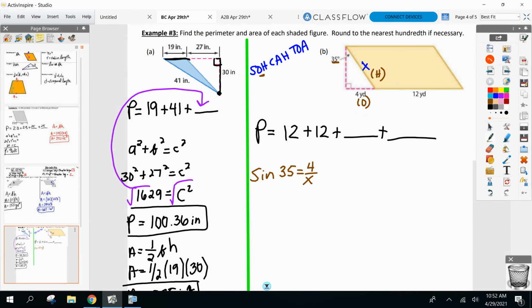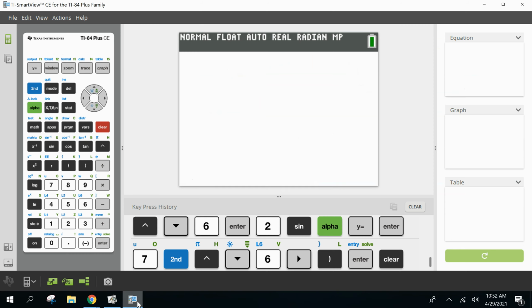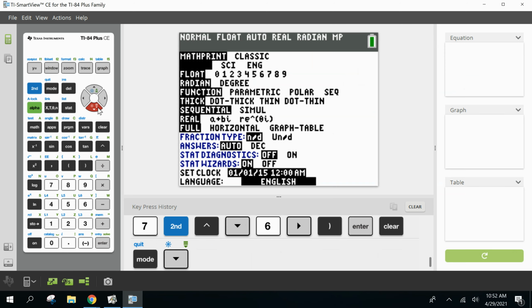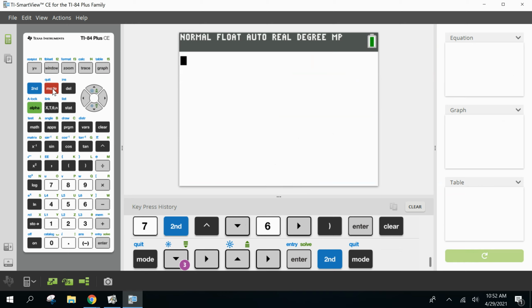Solving these, back in the day I had you put this over 1 and do what? Good, cross multiply. Quickly, before you start punching numbers in your calculator, make sure you're in degree mode. To get to degree mode, top of your calculator to the right of the second button, you have a mode button. Make sure degrees is highlighted, and now you can go back.